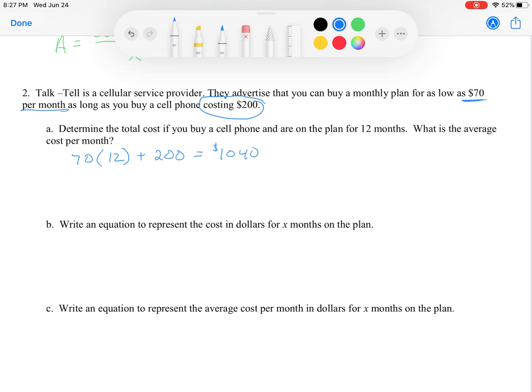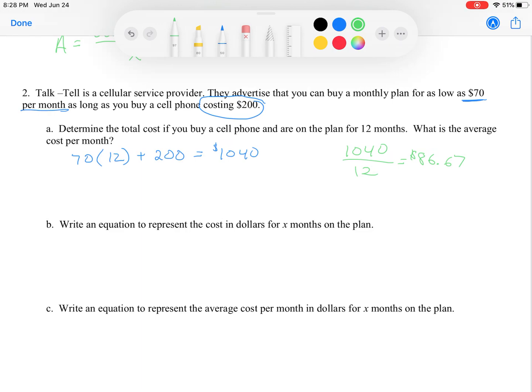Now to find the average, you take your total cost, 1,040, and divide it by how many months you're paying across. That is 12. So we're going to take our 1,040 divided by 12, and our cell phone plan is going to average $86.67 per month.